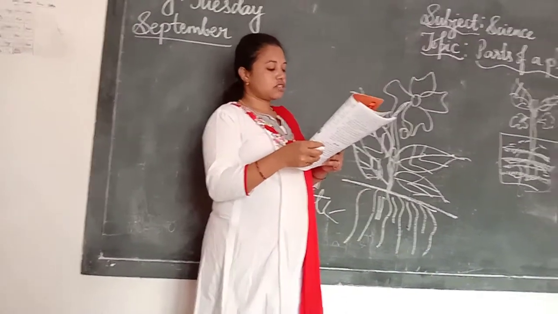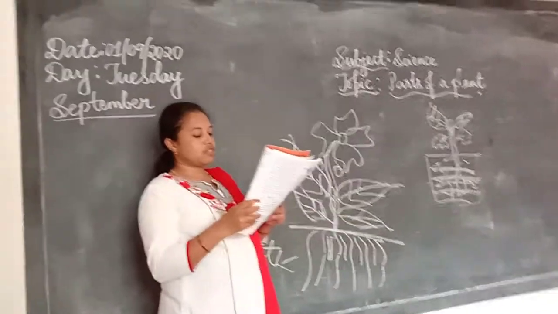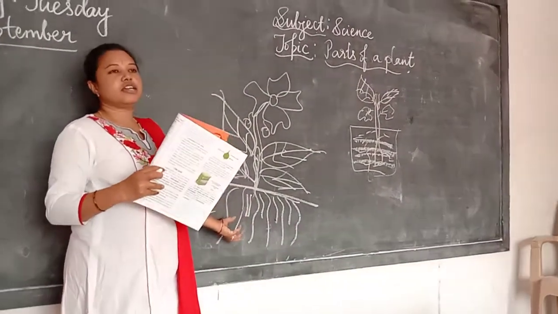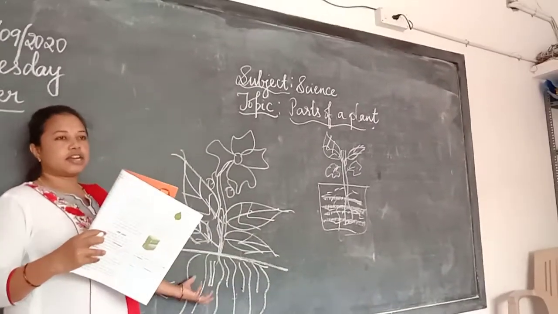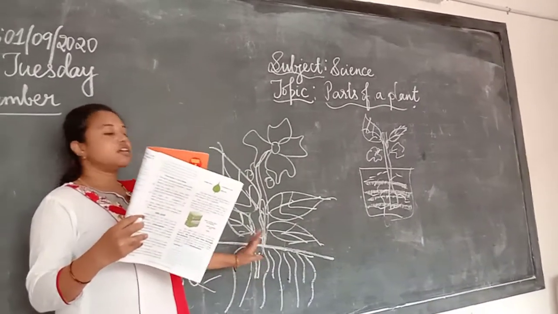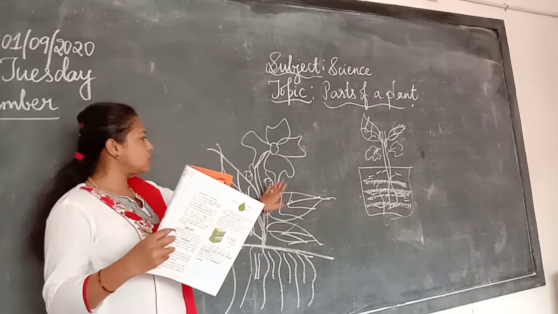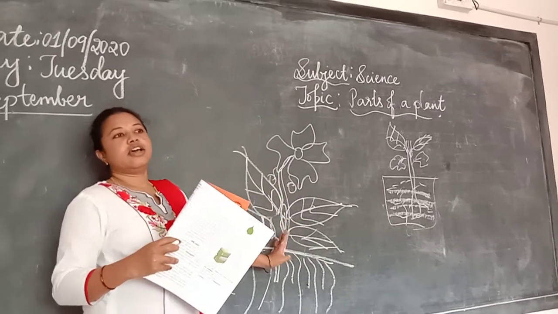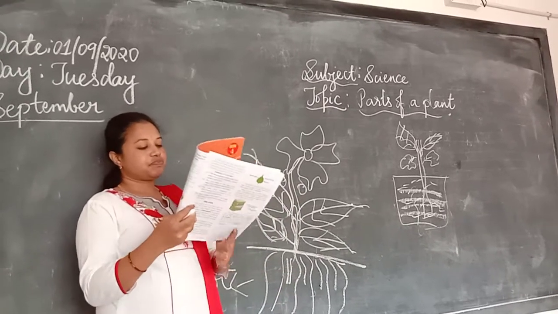So roots hold the soil particles firmly, thereby holding the plant firmly with the soil. Roots stay firmly inside the soil. So thus this holds the plant firmly to the soil.